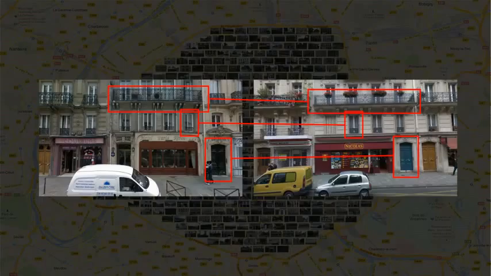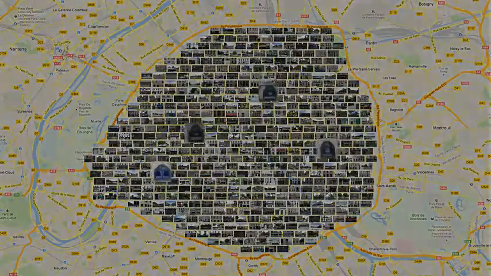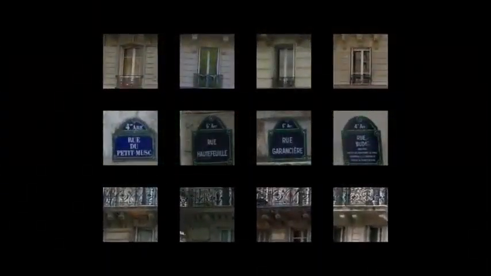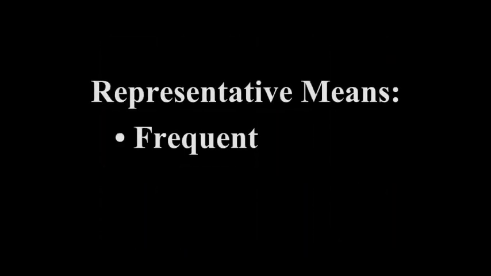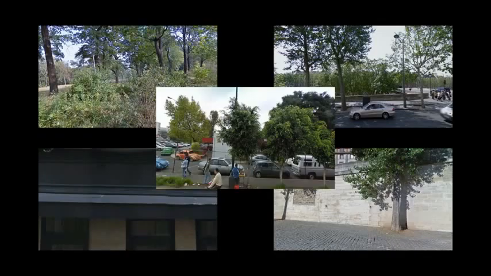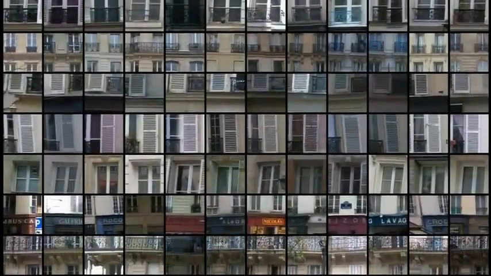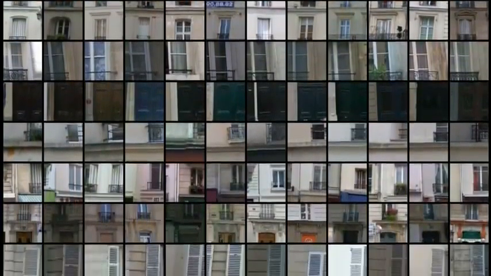In this work, our goal is to search through a data set of tens of thousands of Street View images to find architectural elements that are representative of a city like Paris. To be representative, elements must be both frequent and discriminative. For example, the Eiffel Tower is highly discriminative, but there's only one in all of Paris. Likewise, the world is full of frequently occurring yet uninformative elements, like trees, cars, and empty walls. Our algorithm finds elements by simultaneously optimizing both of these criteria, and for Paris, the results look like this.